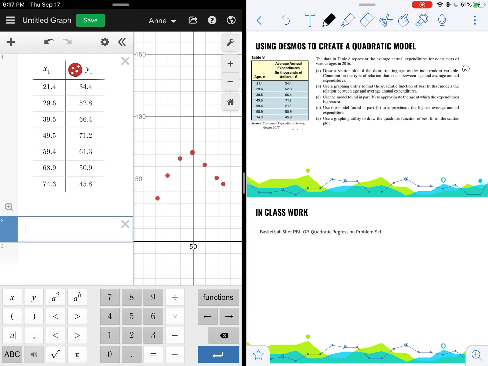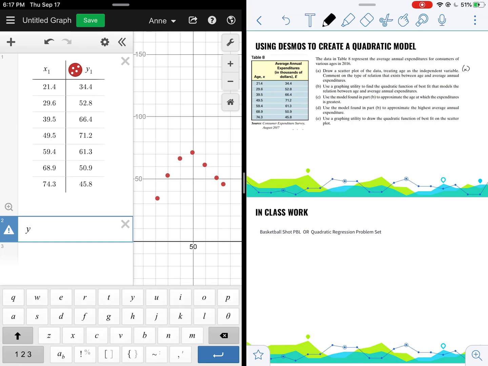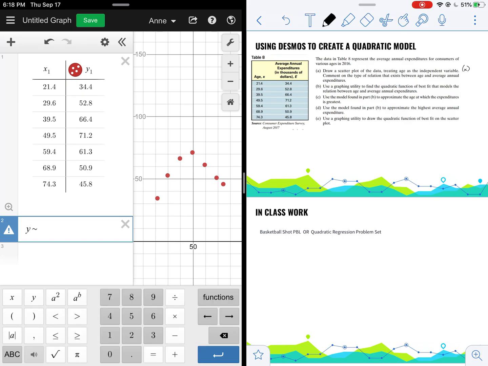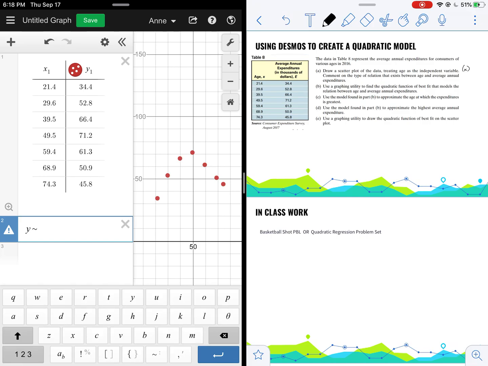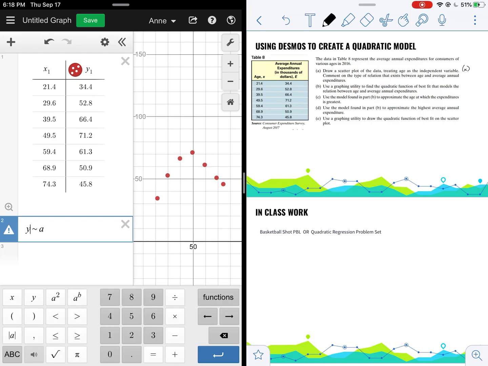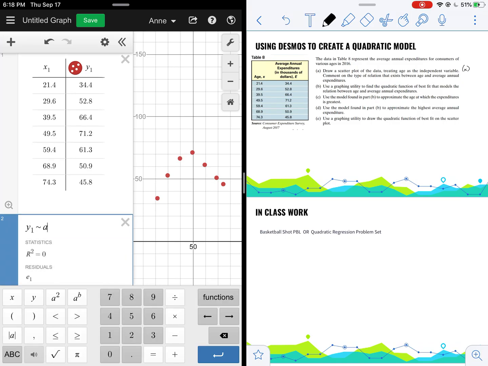Do you guys remember how we used Desmos last class, or a couple classes ago, to create a line of best fit? To create a parabola of best fit, we're going to do something very similar. We're going to use y, and then instead of using the equal sign, we're going to use the approximate sign. Remember, that's down at the bottom, a couple over from that blue arrow. And then remember, it's ax squared plus bx plus c.